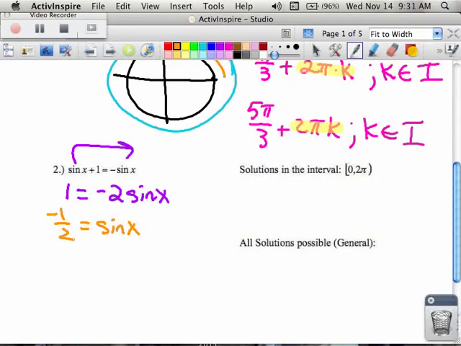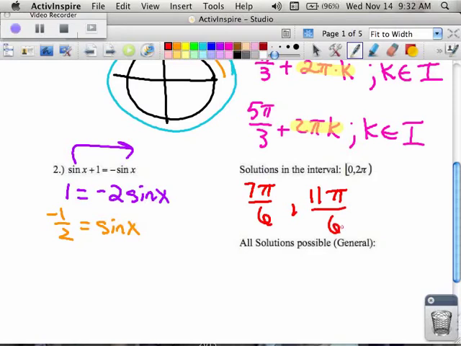And what this is saying to me is, where is the sine negative a half? So from my hand trick thing that we learned earlier in chapter 4, I know that those are pi over 6 kind of things. So I'm looking for the pi over 6 things that are in the third and fourth quadrants, because that's where the sine's negative. So in the third and fourth quadrants, those angles are 7 pi over 6 and 11 pi over 6. So those are my two specific answers. 7 pi over 6 and 11 pi over 6.